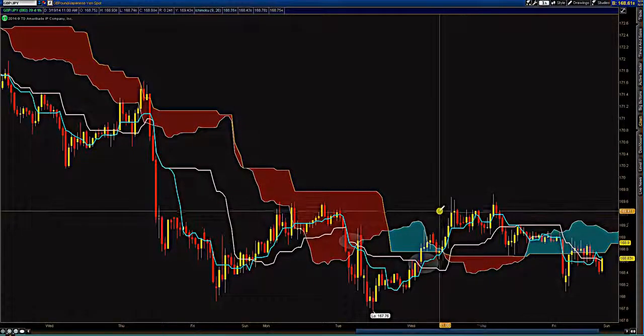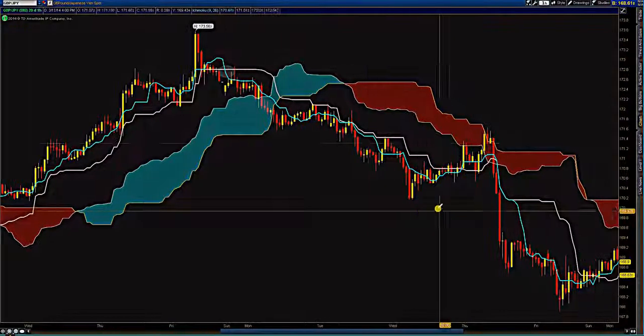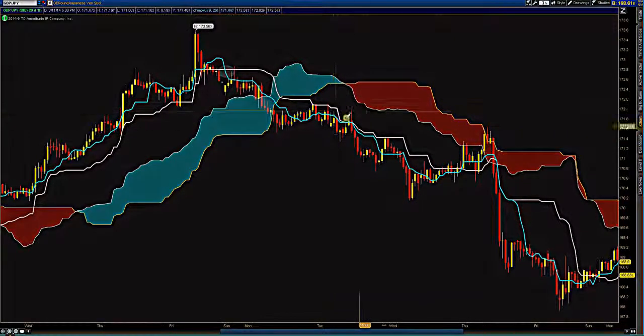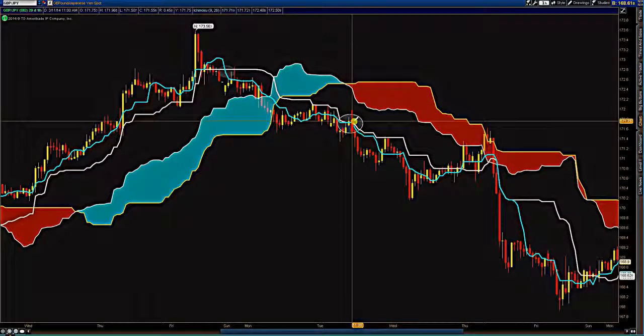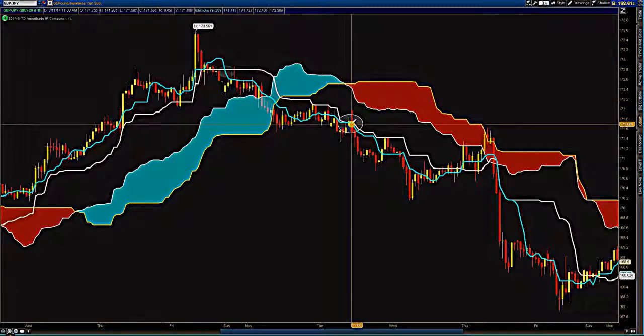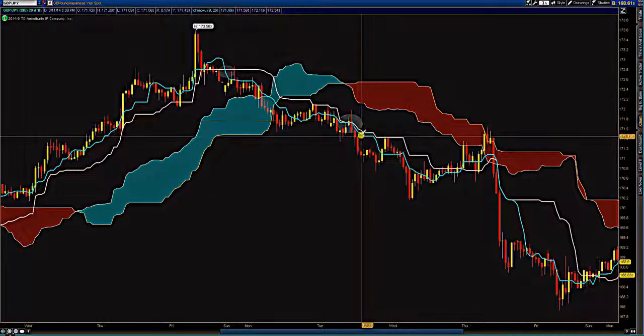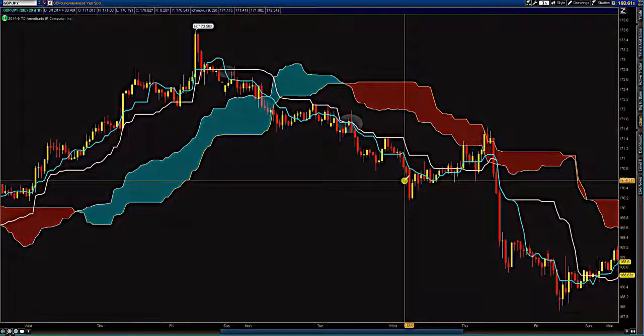And a strong cross is when, in this case, we have it right here, the Tenkan-sen crosses below the Kijun-sen below the cloud. So we have a bearish cross in bearish territory. That's a strong indicator, and in this case it worked out well too.